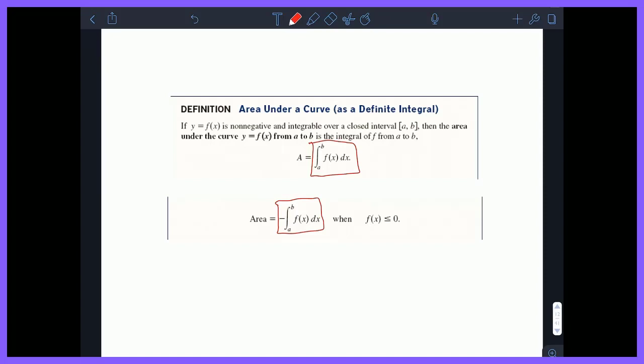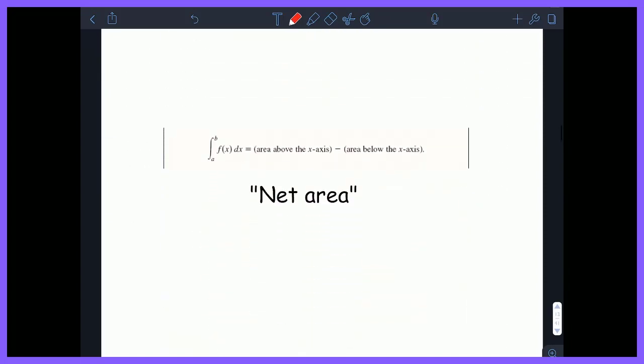So essentially what an integral is designed to do is to measure the net area. All the positive area, take away all the negative area. So all the area above the x-axis minus all the area below the x-axis.